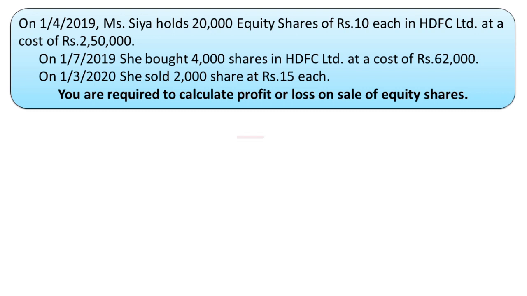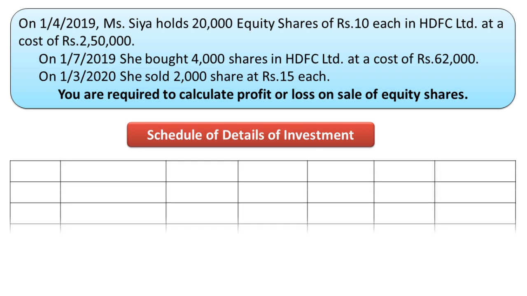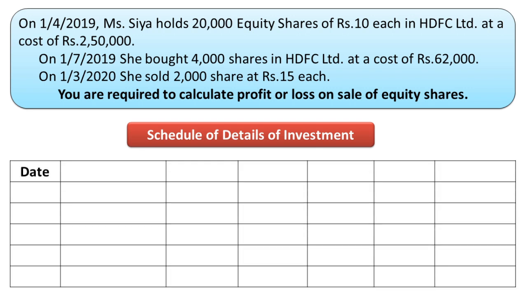To start with, we have to do some working note in form of schedules. I have designed this schedule to make the problem solution very simple. The schedule is like this. The first column is the date column. Next column is a particular column. Next column is number of shares, number of debentures or number of securities. Next column is interest or dividend. Next column is for cost. Next column is for selling price. And the last column is for calculation of profit or loss.